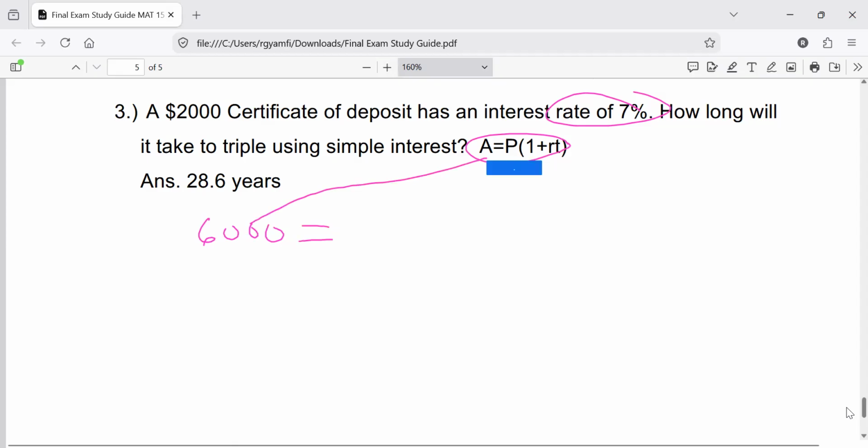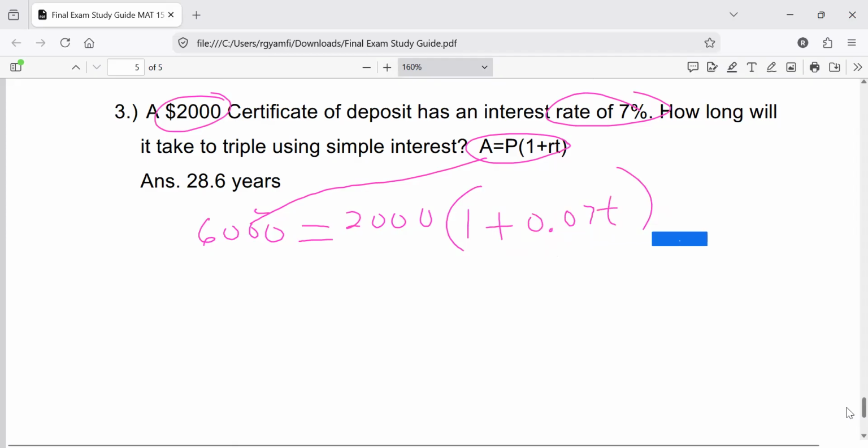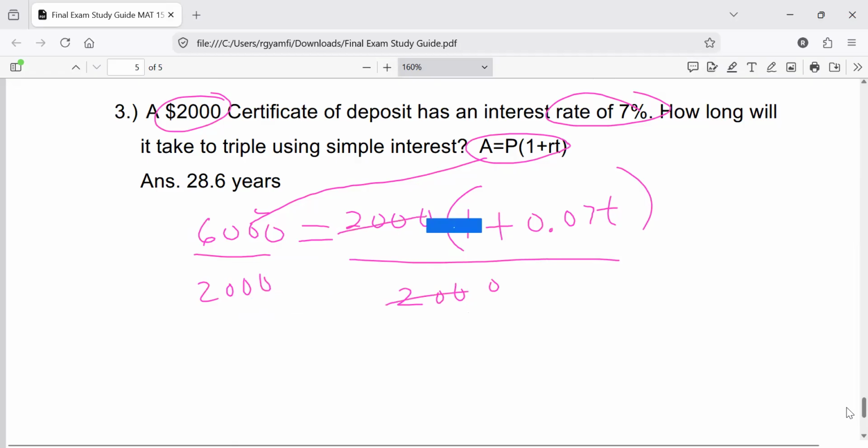So the A here is 6,000. My P is the 2,000 because that is what I started with. The principal is always the starting amount, times 1 plus R, which is 0.07, T. So you've got to solve this. You're solving for T. Now, you've got 2,000 times whatever is in the parentheses. So what I would do first is just divide by 2,000 on both sides. This will cancel that. 6,000 divided by 2,000 is the tripling amount, 3.